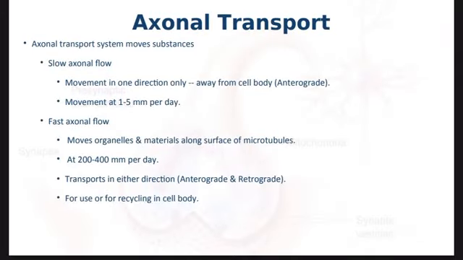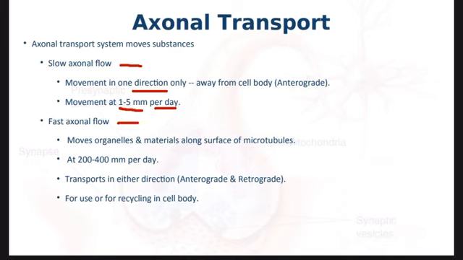Again, we're still talking about the transport system in general. We move substance in a slow phase and a fast one. Of course, we would have a slow axonal flow and a fast one, because some information we need to get as quickly as possible, and some of it can take time. It's fine. So usually with the slow, it's movement in only one direction, away from the cell body. It moves 1 to 5 millimeters per day, so it's very, very slow compared to the fast.